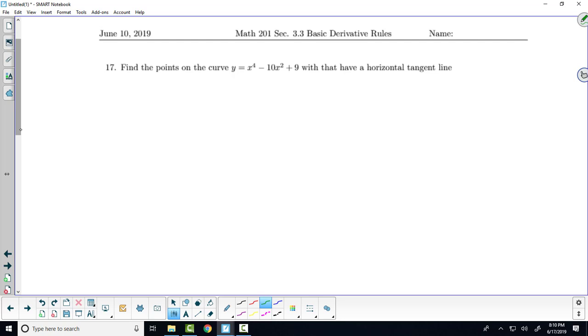Okay? Let's look at this question right here. We've got the function y equals x to the fourth minus 10x squared plus 9. We're asked to find the points on the curve that have horizontal tangent lines.